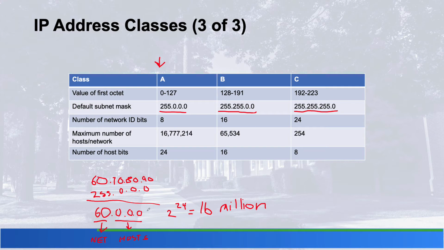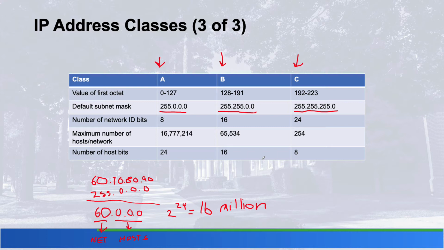So the reason we use these different classes is to provide for different size networks. Remember, the more computers you have on your network, the more congested it is, right? The slower the network goes. So the more computers you put on the same network, the slower the network's going to go. So these Class A networks would operate very slowly because I would have lots of computers on them.